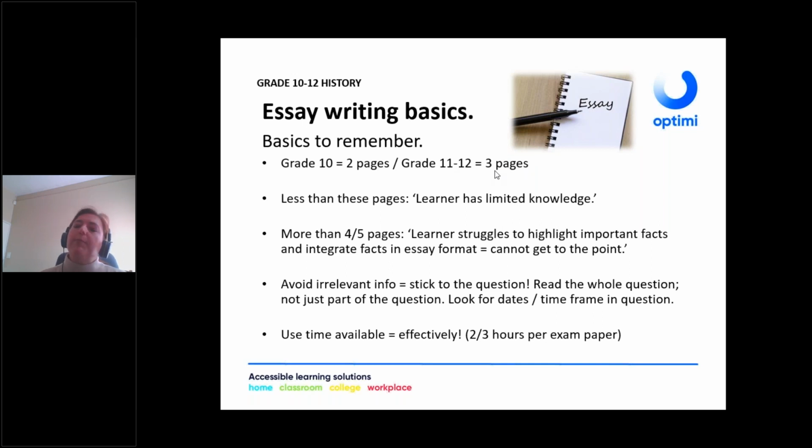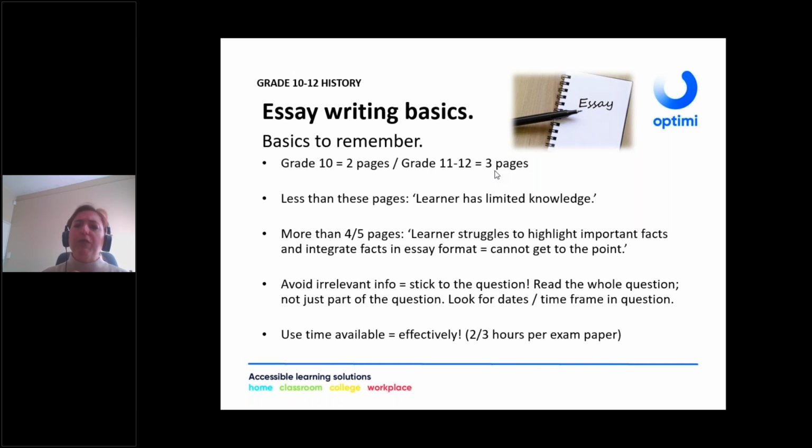Right. Now also please look at your handwriting, the size of your handwriting. If you have a small to a medium size handwriting, then obviously 3 pages is enough. But if you know you have a large handwriting, you will need to go over 3 pages, but not more than 5 pages. Okay, because if you now go more than 5 pages, you give the marker the image of the learner struggles to highlight important facts and integrate facts in an essay format. Overall, the learner cannot come to the point.